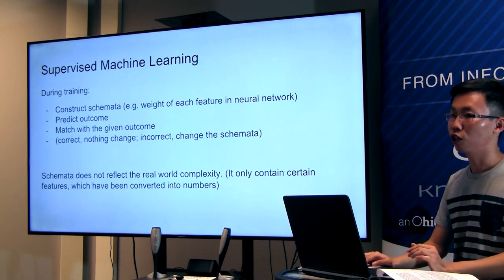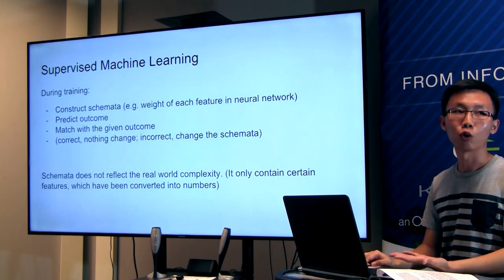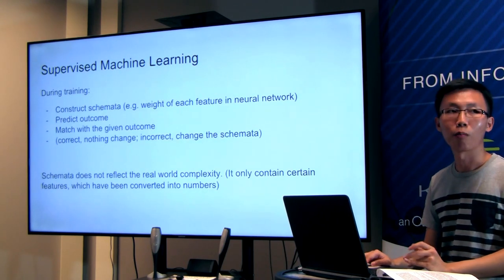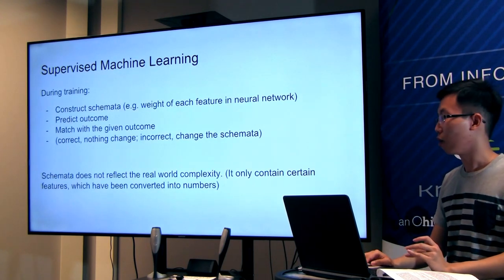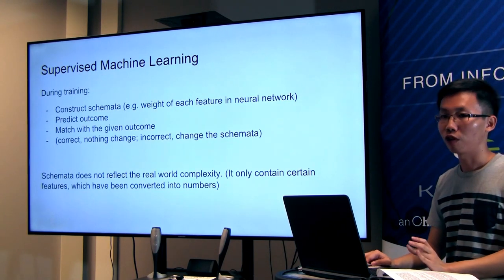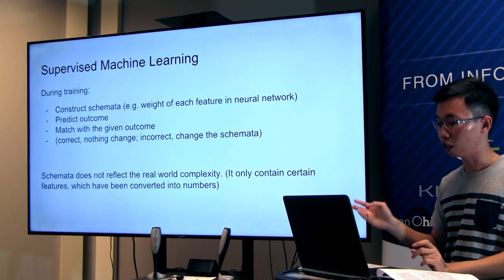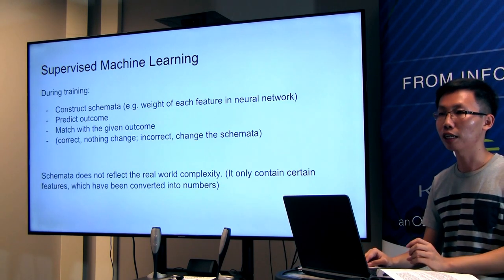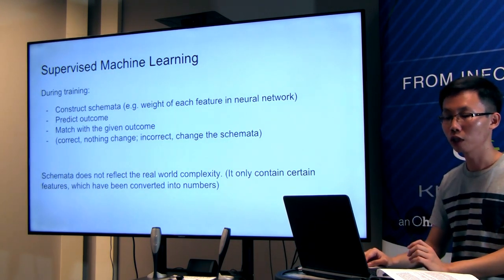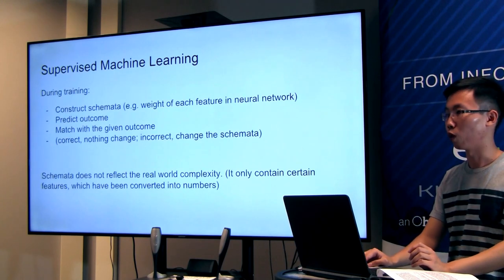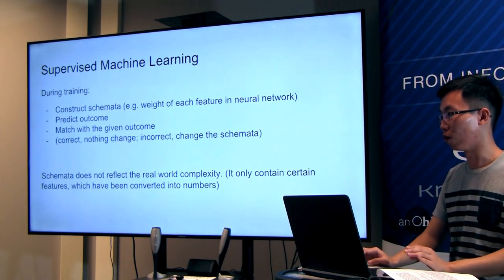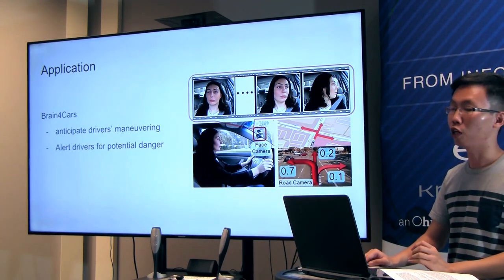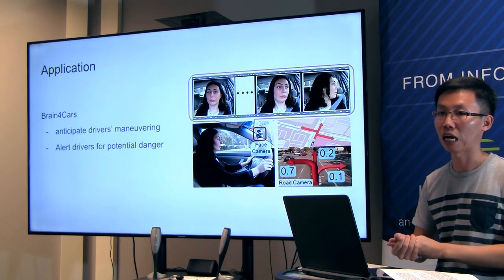But we always say that machine learning is not as intelligent as humans because the schemata does not reflect the real world complexity. The schemata of the machine just contains certain features which have been converted into numbers. So they don't reason like humans do. When they reason, they just reason over the numbers instead of the real world. But machine learning is very useful in some specific tasks.